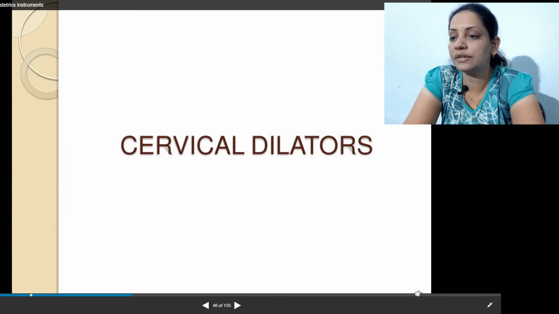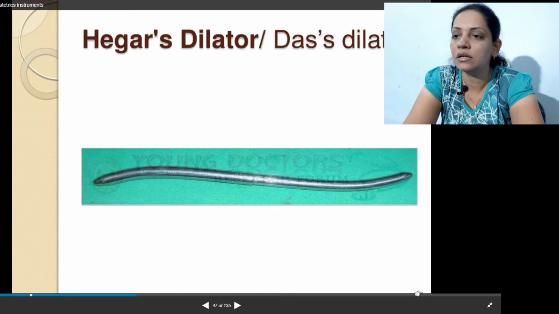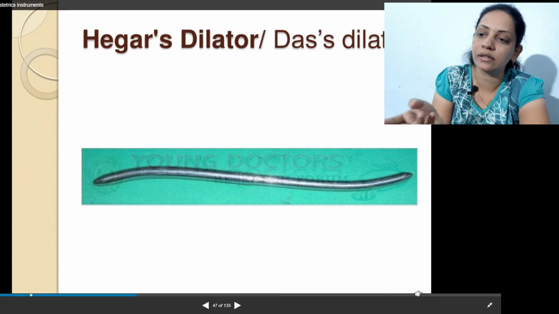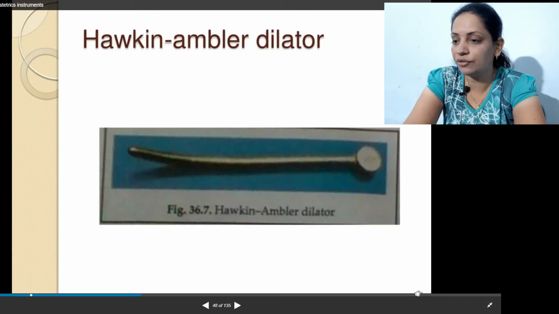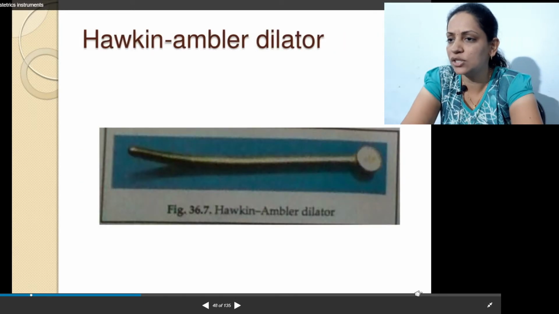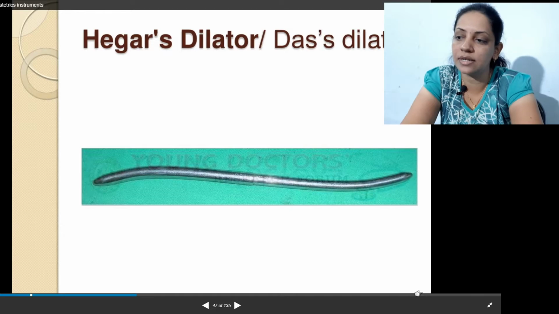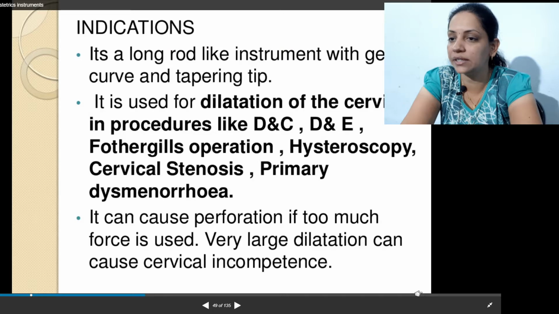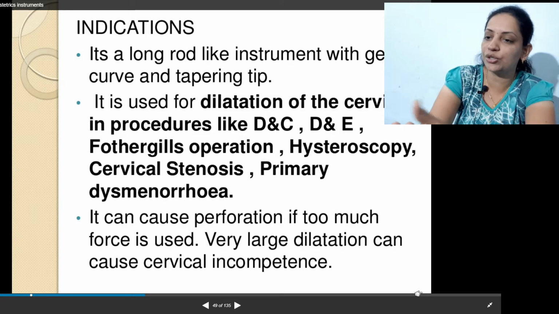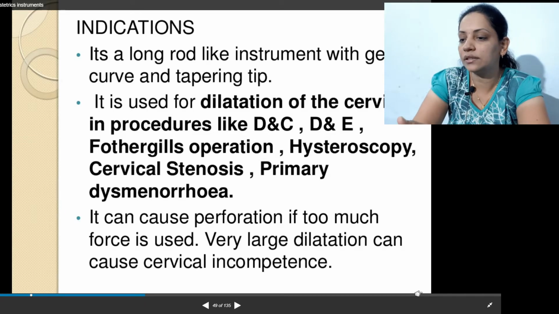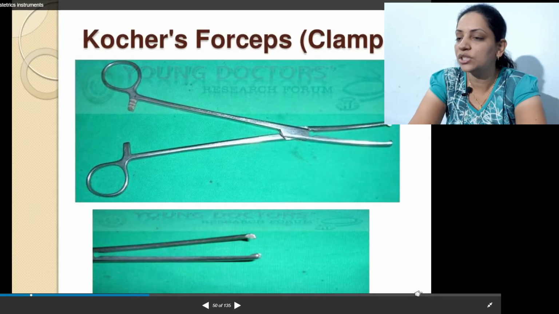Now we will see about cervical dilators. Cervical dilators we use in D&C, dilatation and curettage. This is the Hegar's dilator or Das dilator. This dilator has a set of 10 dilators, and this is Hawkins dilator, but the common dilator is Hegar's dilator, from 2 cm to 10 cm. This is the Hegar's dilator set, and we use it for dilatation of the cervix, for D&C, dilatation and evacuation, hysterectomy and many other things where we have to dilate the cervix. So this is Hegar's dilator. Now this is the Cox forceps.